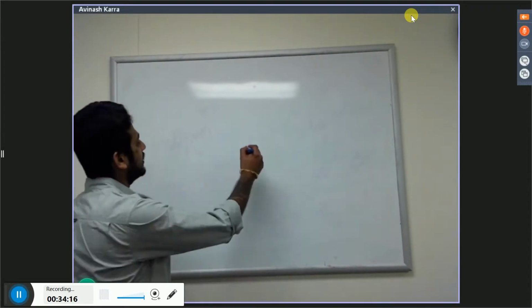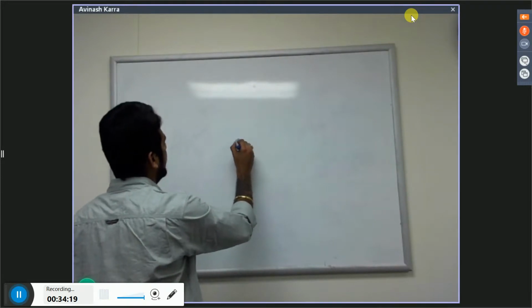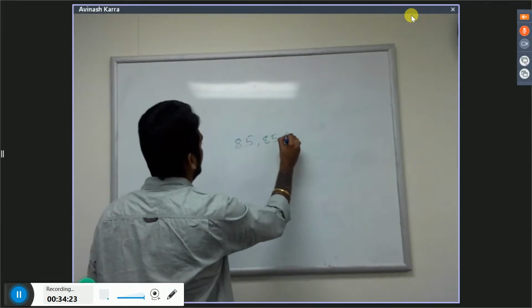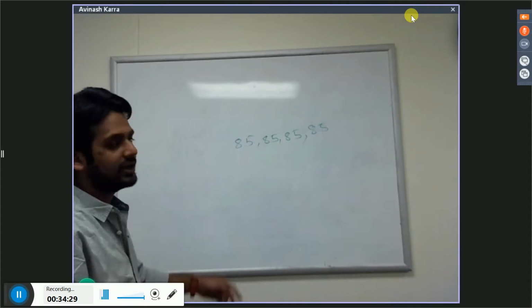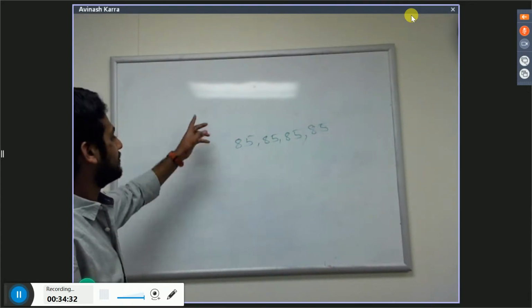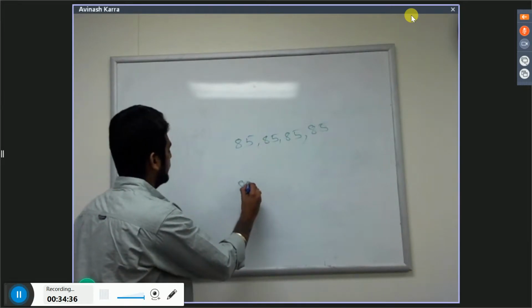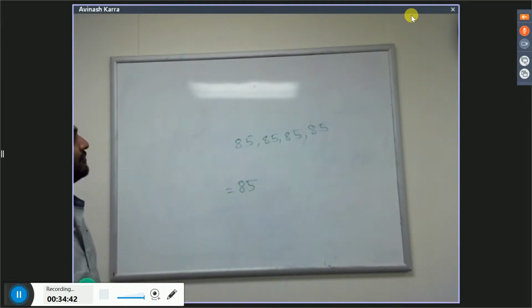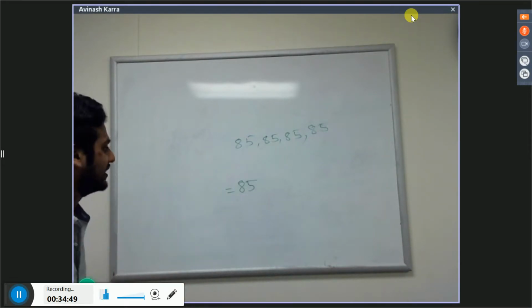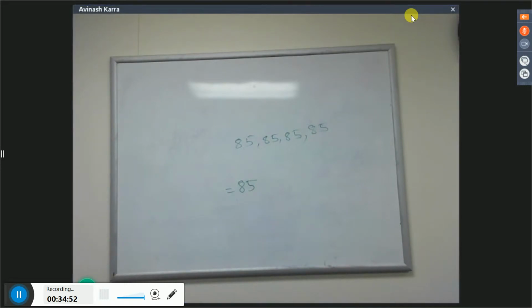Okay. Next, go to the fact. If all numbers in a set are same, then that number is the average. So simple. If I have a set of numbers like 85, 85, 85, 85, whatever it might be, if I take the average it is 85. Not only 85, any number. If you have all the set of numbers same, then the average will be the number itself. That's what he's saying. Understood?